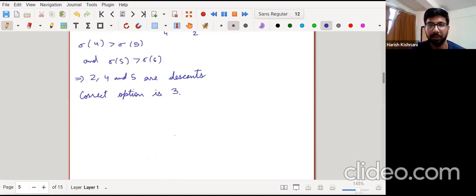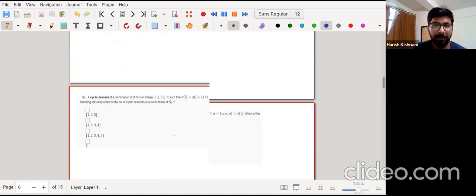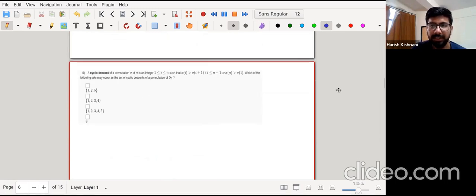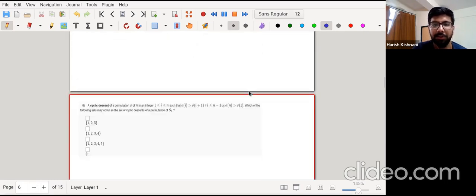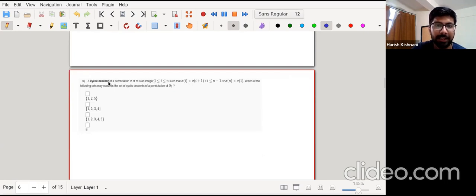Okay. So let's move to the next question. Just a small change in the existing definition. Now, in the previous definition, we don't have n in the picture. We just choose some index from 1 to n minus 1. But now we want to include n. But see, there is nothing like n plus 1 here. So just to include that, we say that a cyclic descent of a permutation sigma of n is an integer from 1 to n such that sigma I is greater than sigma I plus 1 if I is less than or equal to n minus 1, or if it is n, then it is greater than sigma 1. So it goes back to 1.